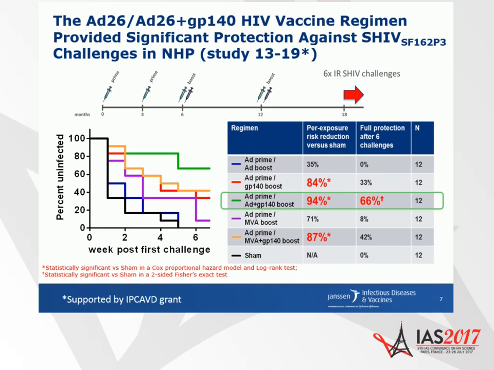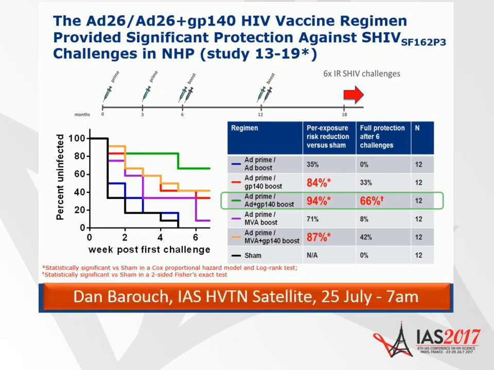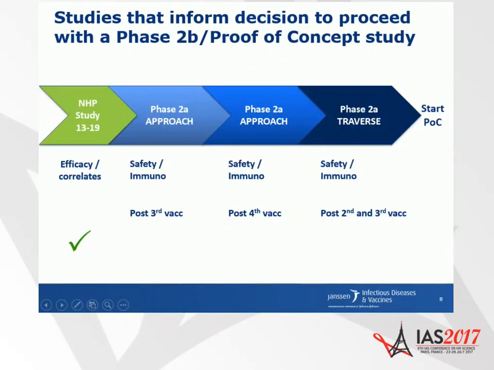If you are interested, and I hope you are, you should attend the symposium tomorrow where Dan Baruch will elaborate on this data. The flyers are outside, because I will refer to that symposium for other aspects of our program as well. So we had passed the bar in non-human primate studies. We had sufficient protection. Now I will first give you an overview of the different ongoing clinical studies before I disclose the data we have obtained in the so-called APPROACH study.